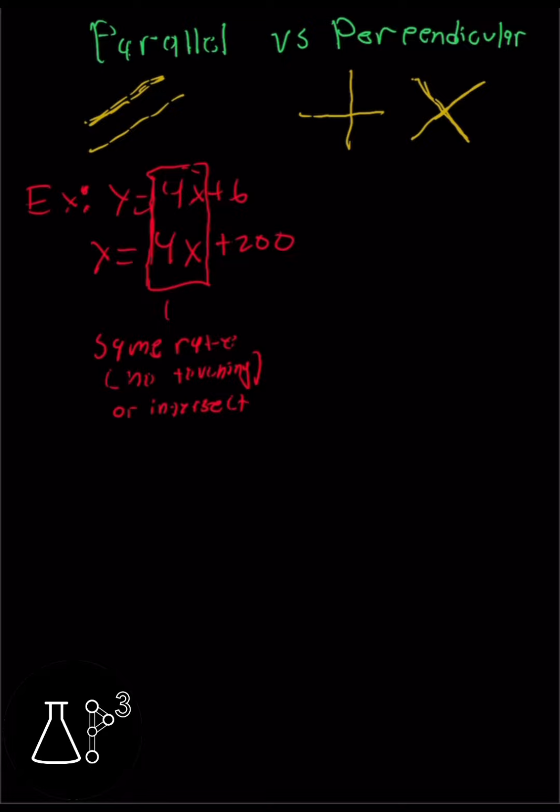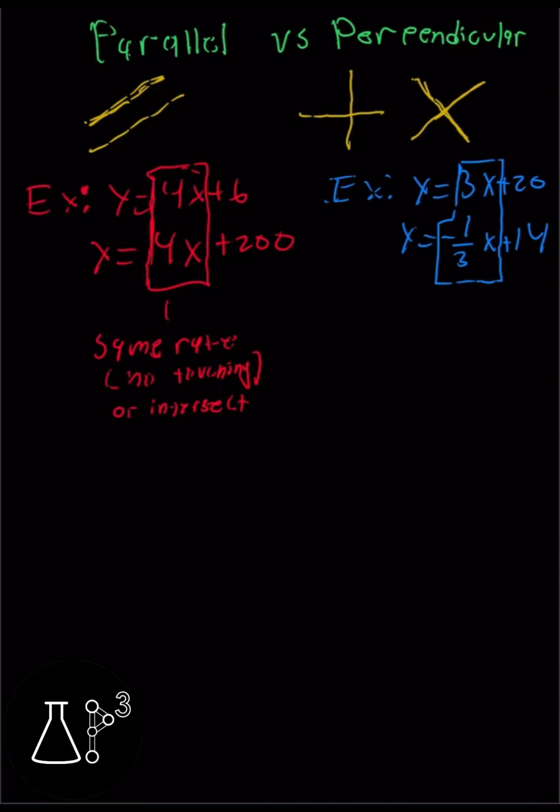And then for perpendicular lines, it's a little bit different. For perpendicular lines, the slopes are negative reciprocals. So for example, I'm going to do it in blue. Let's say I have one line of y equals 3x plus 20, and then I have another line of y equals negative 1/3 x plus 14. If we look at the slopes, they're opposite signs when it comes to positive and negative, and the 3 and the 1/3 are different fractions.